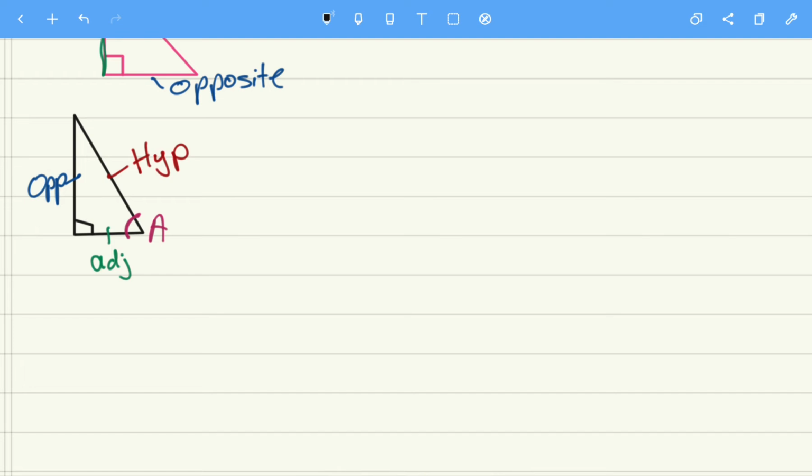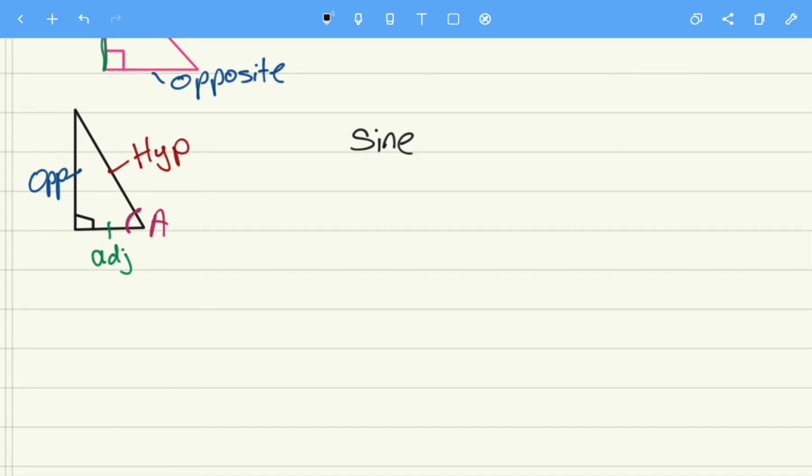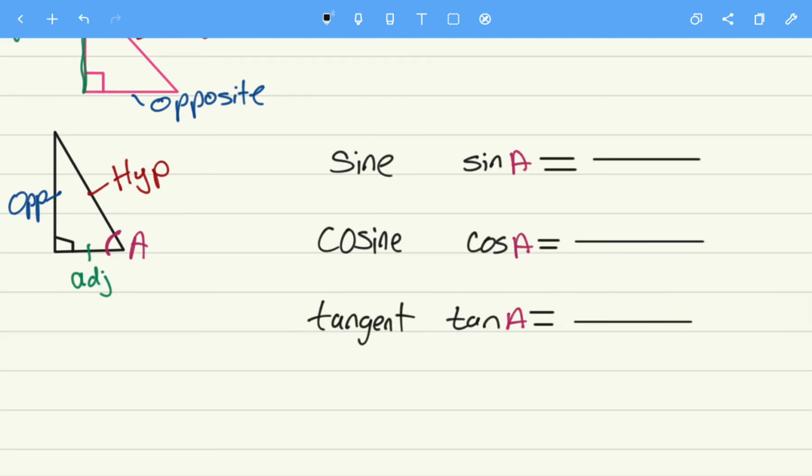Okay, so now we know what our three sides are labeled. We can use these to figure out our three relationships. Those relationships are sine, cosine, and tangent. And we can shorten them like this. So typically sine is shortened into sin, cosine is shortened to cos, and tangent is shortened to tan. Now, when we have something like this, sine of A, it's not necessarily sine being multiplied by A. It's a separate function being applied to it.